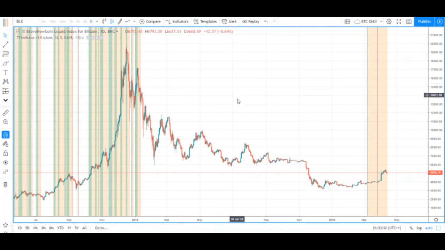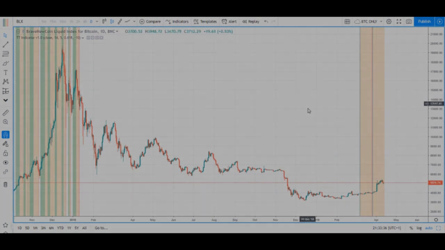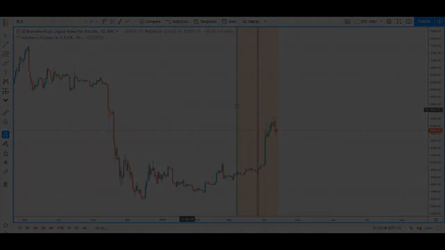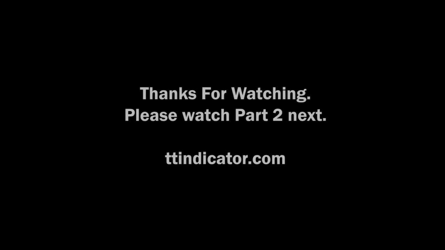Of course, if you wanted to play the swings inside, you would get plenty of entries on the lower time frames, the 4 hour, 1 hour, etc. So next we'll discuss how I use the TT indicator and how you can use it too.